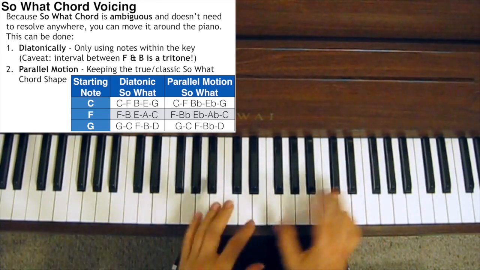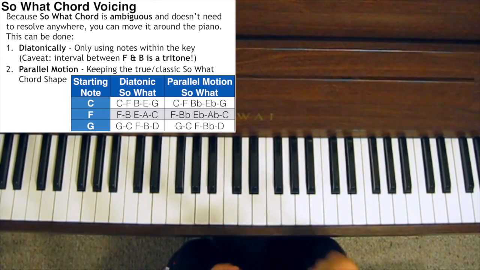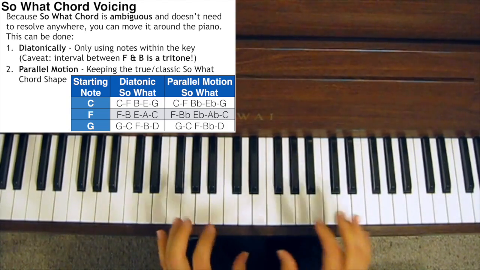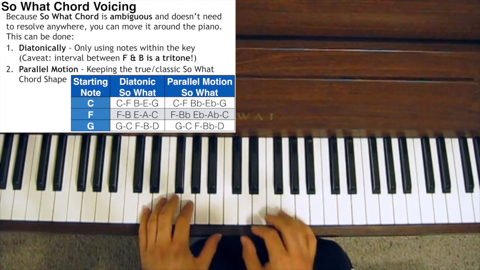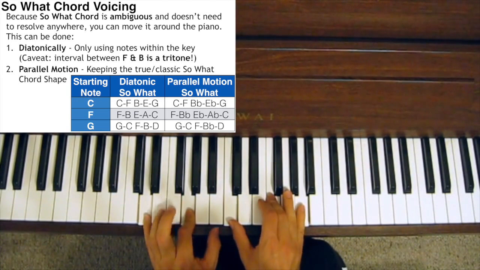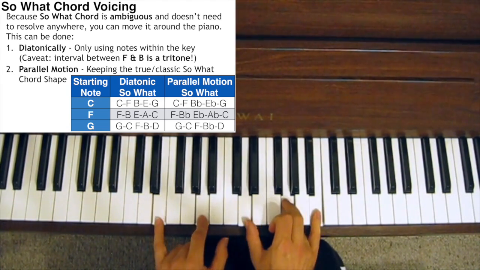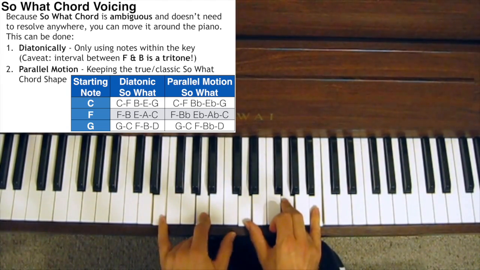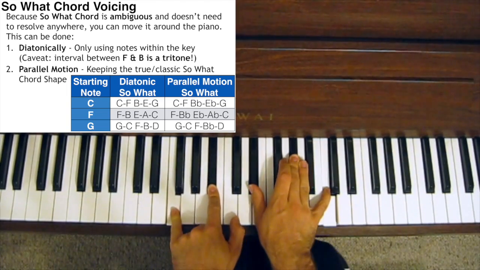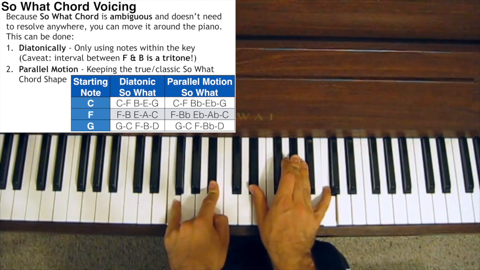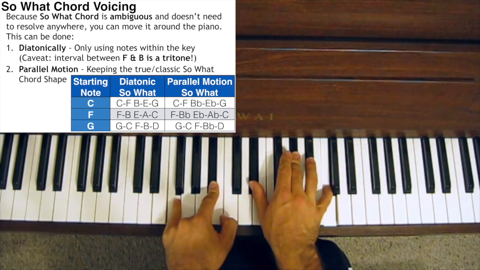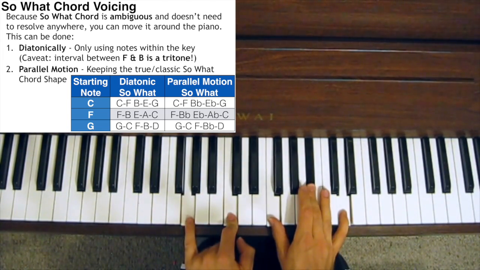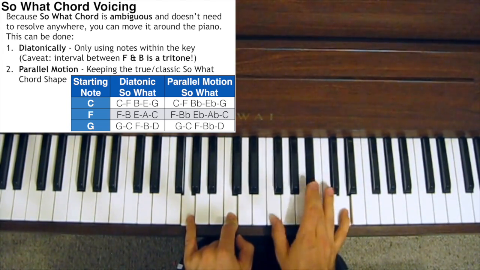Now the other way you can move this chord shape around is in parallel motion, that is by keeping the sort of classic So What voicing intervals in shape, that is 3 perfect fourths and a major third. So then when you're moving up, for example, you go up to the E, then when you go up to the F, you have to play something like this to get the perfect fourth there, perfect fourth there, perfect fourth there, and a major third. If you go up to the G, you have to play this to get the perfect fourth interval here.